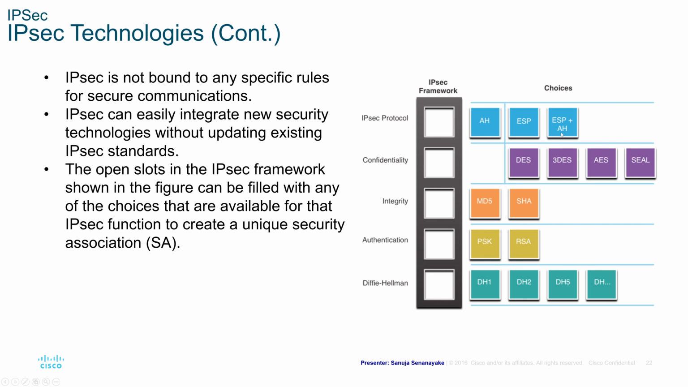If you look at the right hand side, we have the IPsec protocol, and you have these choices you can pick, and there are some empty areas that you can fill in. The confidentiality is the same way. You have all of these choices you can use. Same with integrity, you can use MD5 or SHA. Authentication, you can use PSK or RSA. Diffie-Hellman, you have Diffie-Hellman 1, 2, 5, or keep going. So you can actually have many choices within the implementation of IPsec and how you're going to secure your corporate network.